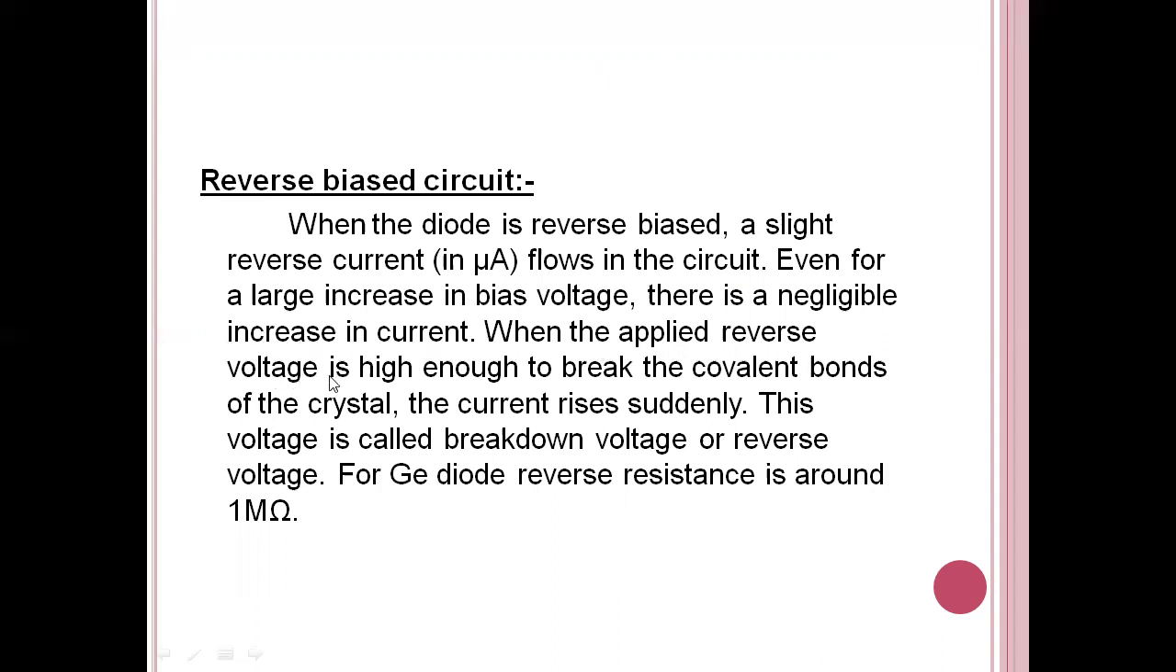When the applied reverse voltage is high enough to break the covalent bonds, current rises suddenly in the circuit. Such a voltage for which covalent bonds break is called the breakdown voltage or reverse voltage. And for a germanium diode, the reverse resistance will be around 1 mega ohm.